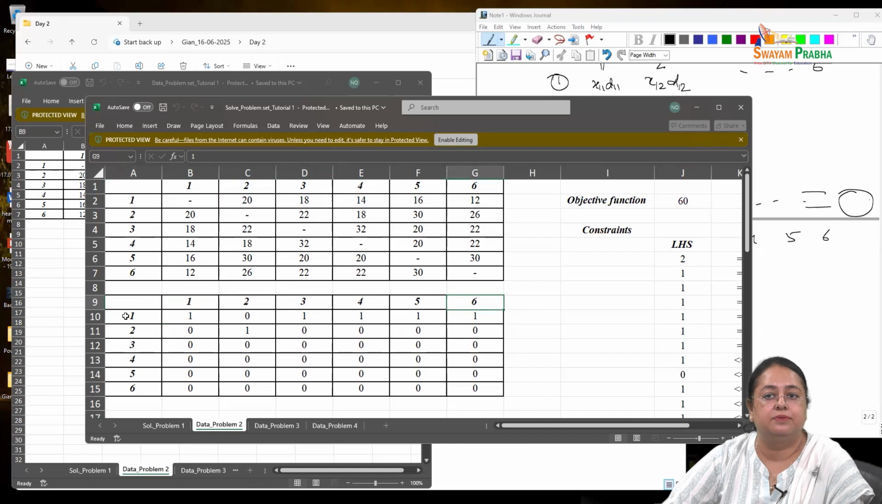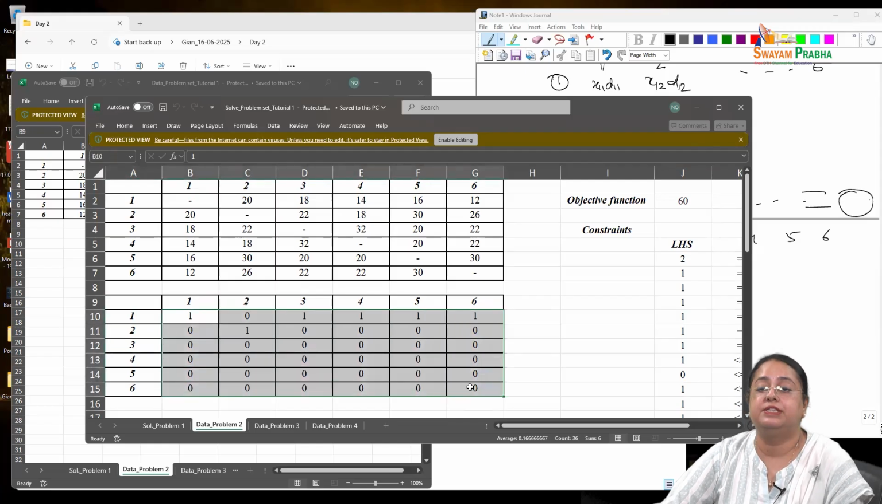Quickly you can write B9 1, C9 2, D9 3 up to G9 6. You write that. Similarly, A10 1, A11 2, A12 3, and in this column you write 1 to 6. Now this whole matrix, you put 0, 0, 0. Don't go by 1.